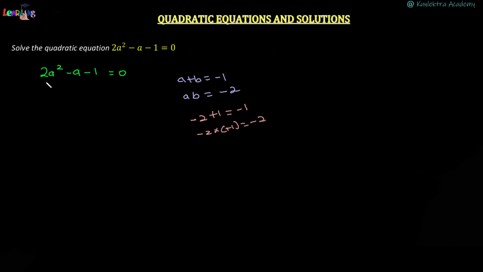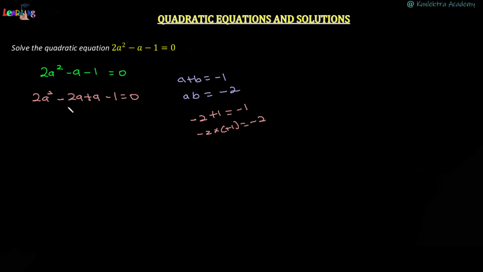Now, since we have the two numbers, you substitute them into this place, including the variable a. Now you have 2a squared minus 2a plus 1a. 1a is still a, minus 1 is equal to 0. Now, minus 2a plus a will give us minus a. Now, let's factorize. How do we factorize this? You factorize the first two terms. Look for common factor from the first two terms and later come back to the last two terms. Here you have 2a squared minus 2a.